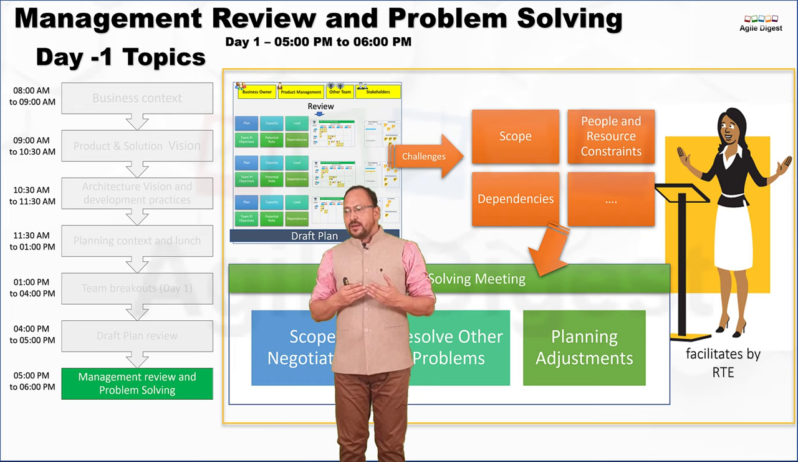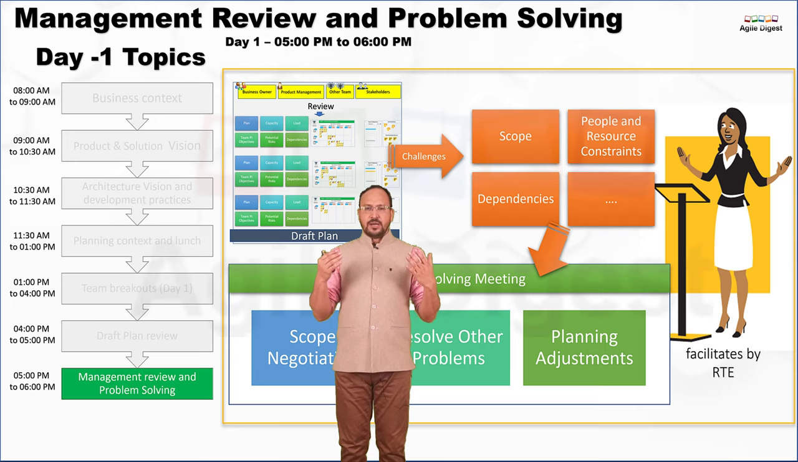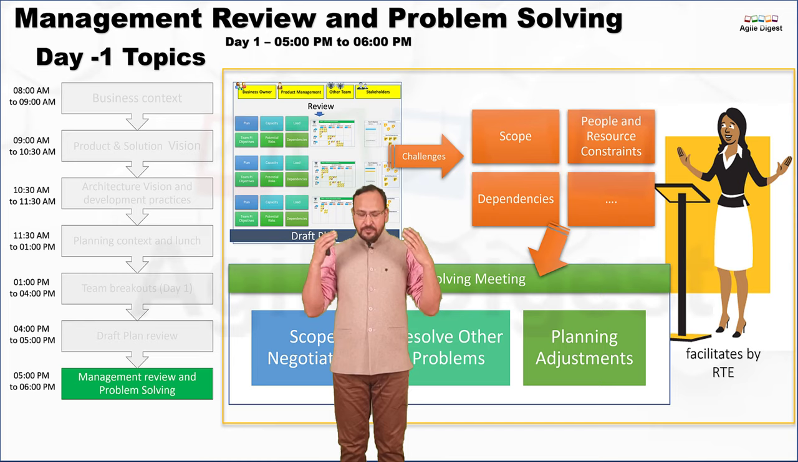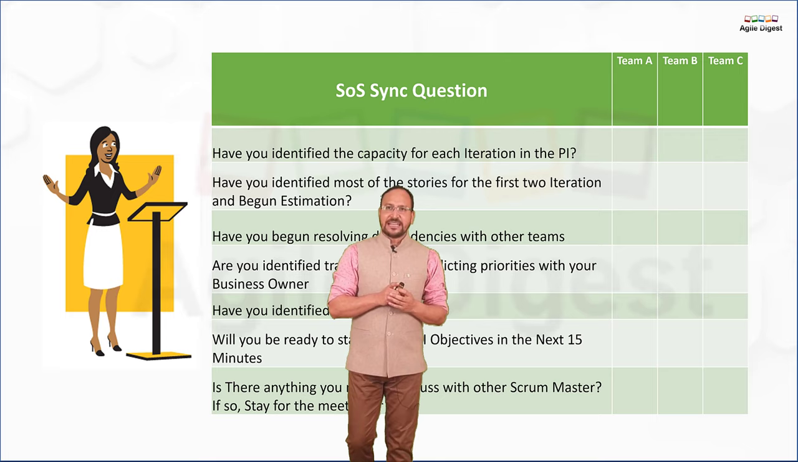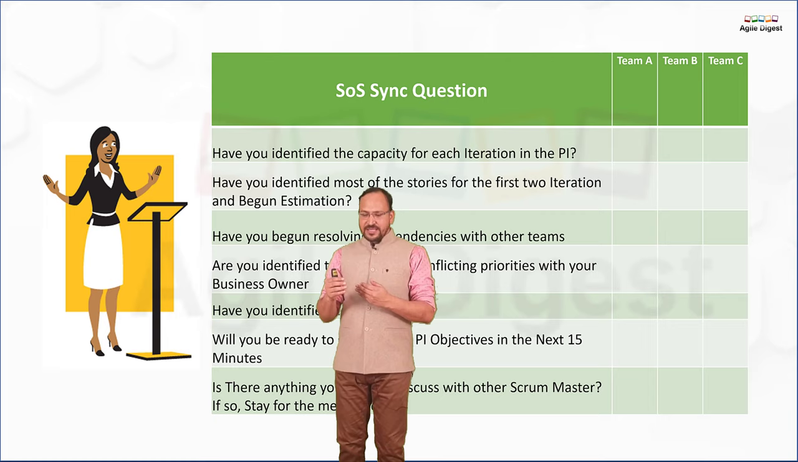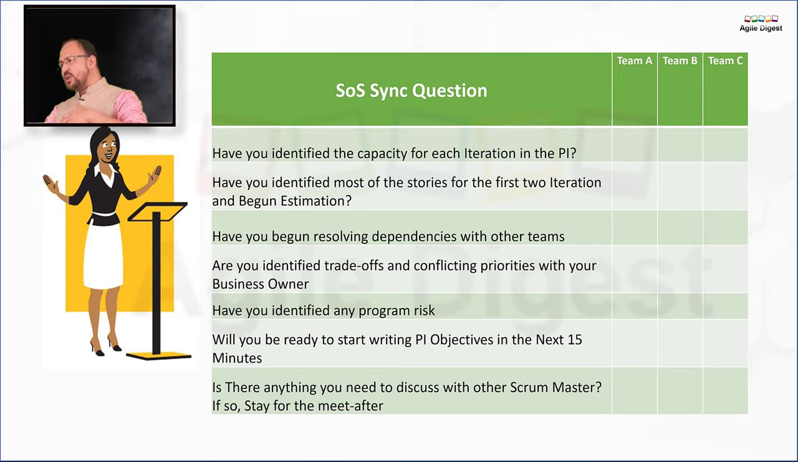For that, Scaled Agile prescribes a concept called SOS during your PI planning when the team breakout is happening. So we have a checklist. SOS is Scrum of Scrums, where at a certain frequency, every 20 or 30 minutes, the RTE calls all the Scrum Masters to one place where we have a big screen with this checklist, and each Scrum Master will update their status: whether their team has identified the capacity for each iteration in the planning, or has identified most of the story breakdown and put it into the first two iterations, or all the iterations. All those checklist items are possible.